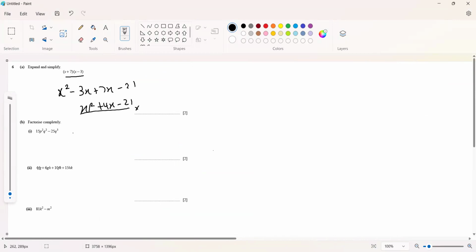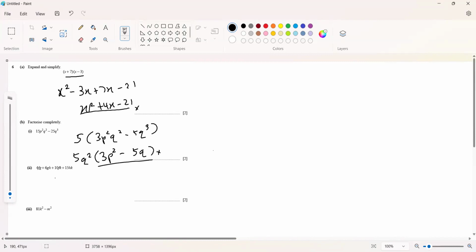Next, factorize completely 15p squared q squared minus 25q cubed. Both numbers can divide by 5, so we have 5(3p squared q squared minus 5q cubed). Both terms have q squared in common, so we can take out another q squared. So that will be 5q squared (3p squared minus 5q). And that's our final answer.